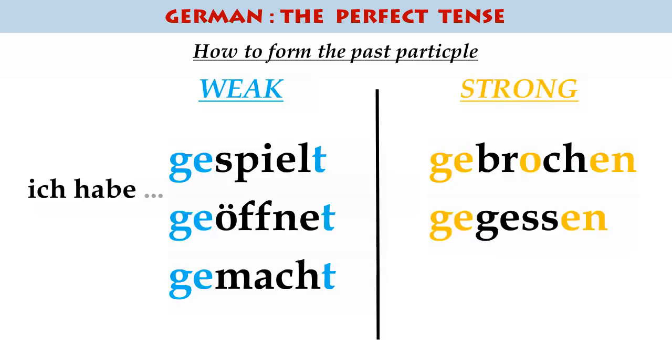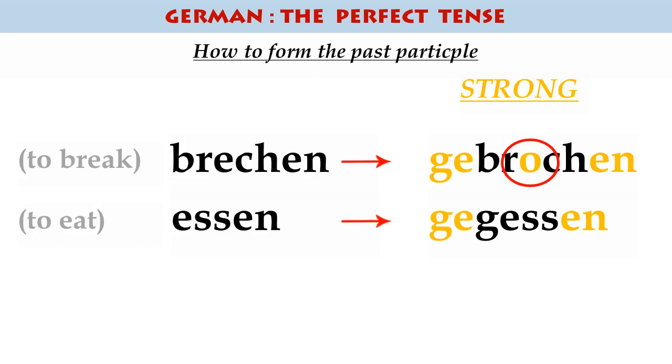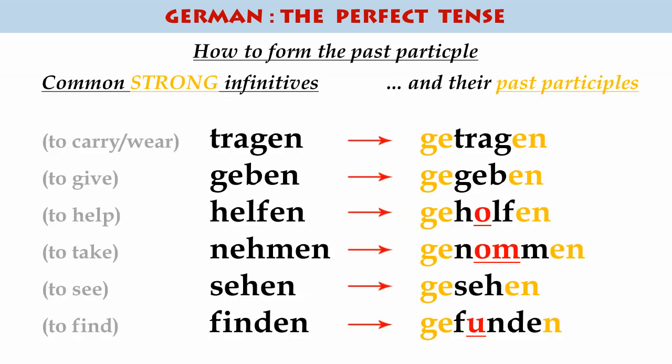Now, strong verbs do have an EN on the end instead of a T, and sometimes they include a vowel mutation. So that means that mutated vowel there that you see in the infinitive has changed into another vowel. There are some patterns. So strong verbs aren't completely irregular, not completely, but they do have some kind of a form that's slightly different. So you need to learn some of those. So you have brechen goes to gebrochen. Essen goes to gegessen with an extra G. Here's a list of some of the most common ones that you'll encounter.